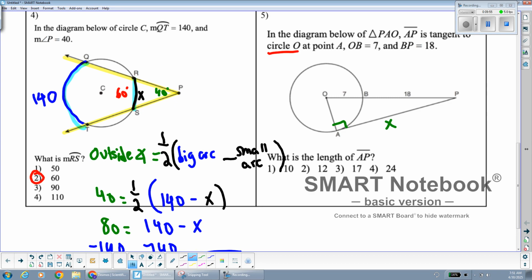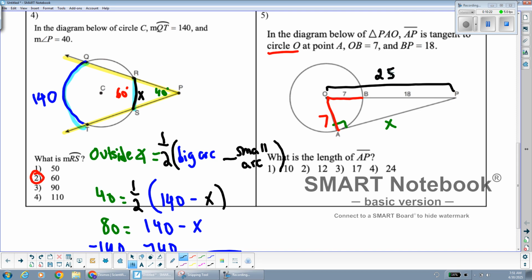Remember also that all radii of a circle are congruent. And from O to B, this is a radius. And so is from O to A. So these are the same. And if you add up both pieces to get the full side OP, you have 25.